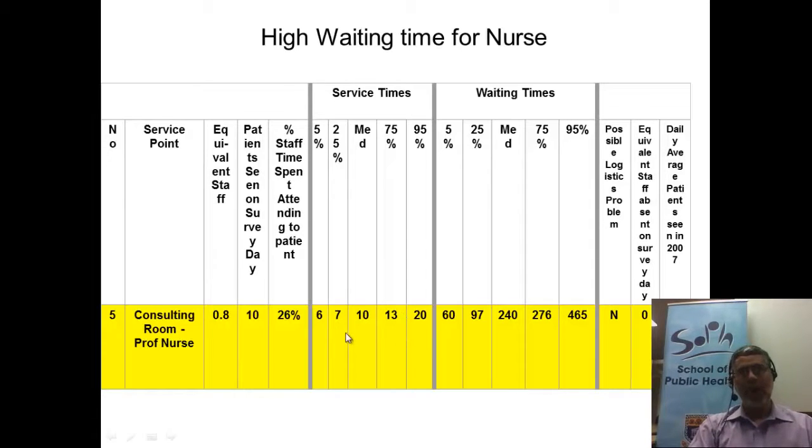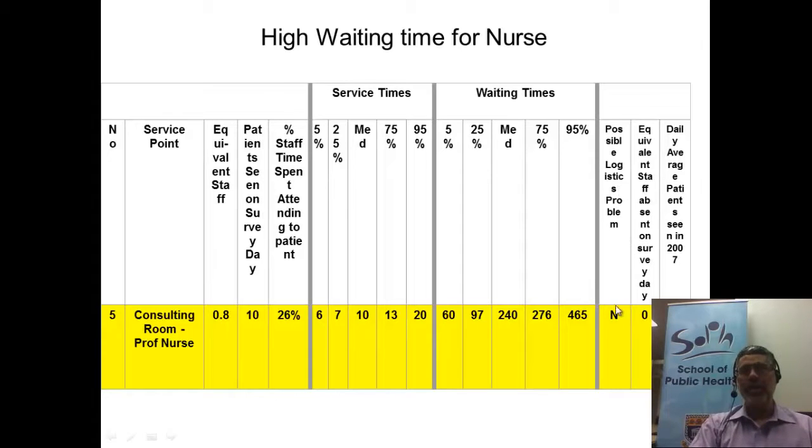Is it due to an inappropriately high service time? Probably not, because patients are seen between 6 and 20 minutes, which is what one would reasonably expect for a nurse service point. Some patients are simpler, you see them in shorter time, some are more complicated, you take longer, but on median you spend 10 minutes, which seems perfectly adequate to provide a good quality service and is not inappropriately high.